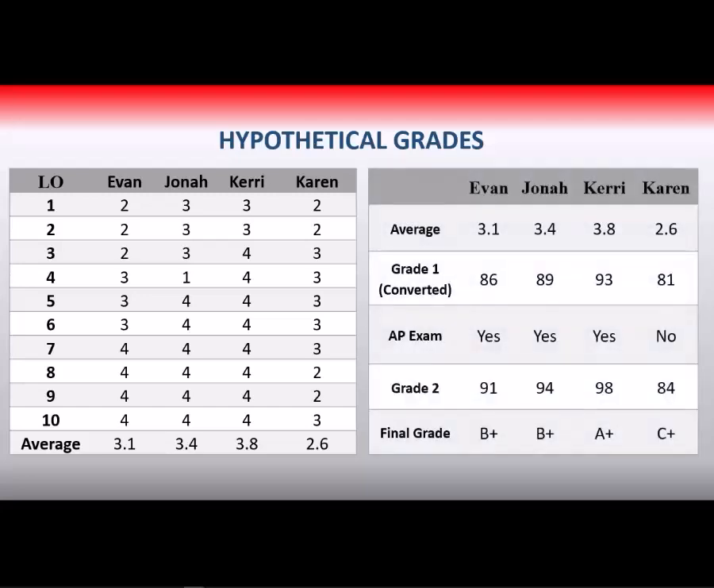If we now look at their grades in context with whether or not they took the AP exam, we can see that the first 3 students who took the AP exam had their converted scores go up by 5 points, from an 86 to a 91, an 89 to a 94, and a 93 to a 98. But Karen did not take the exam, so her score only went up by 3 points to an 84. And at the bottom you can see the grades for each of the students. Evan made a B+, Jonah made a B+, Carrie made an A+, and Karen made a C+.